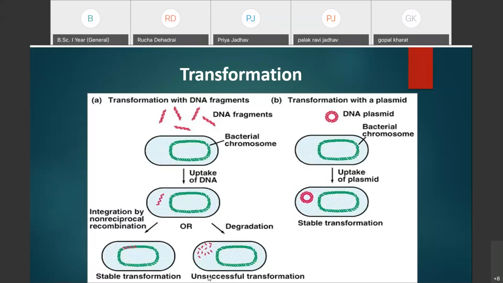Okay, then the conjugations are temporary genetic recombinations. We have just discussed that the recipient cell ultimately gets converted into the donor cell after the conjugation process is accomplished. But the genetic recombinations which take place in transformation are permanent. In conjugation, the genetic recombinations are temporary, while in transformation, they are permanent.